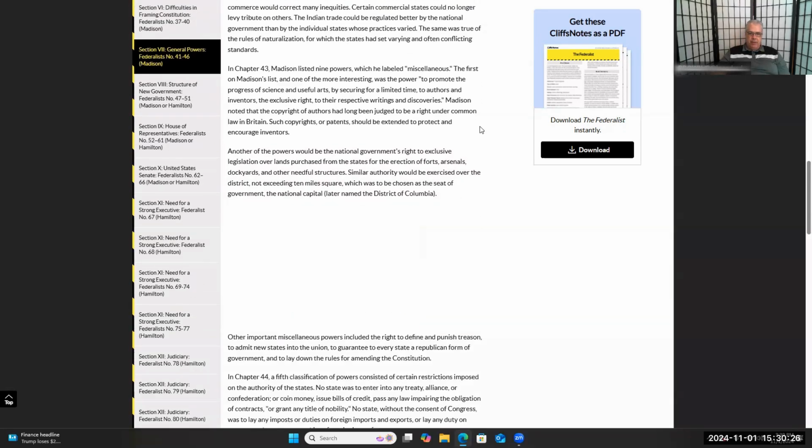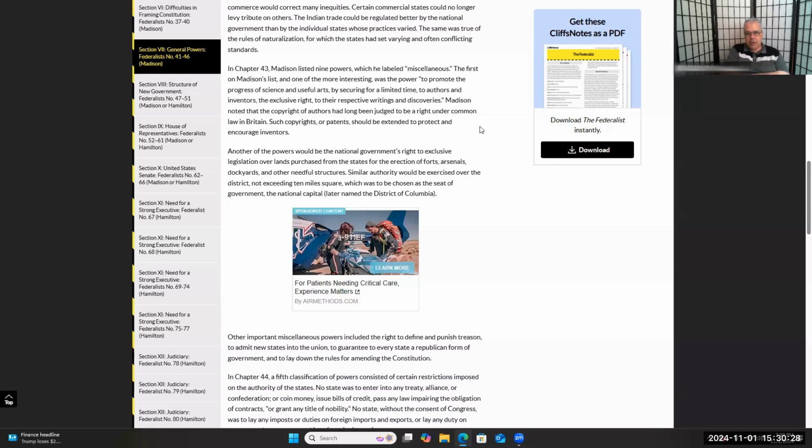Chapter 43, Madison listed 9 powers, which he labeled miscellaneous, the first on Madison's list. And one of the most interesting was the power to promote the progress of science and useful arts, right? You see that done, you see it on occasion. You'll see the president sitting, last time I remember it was, I watched, what was it?